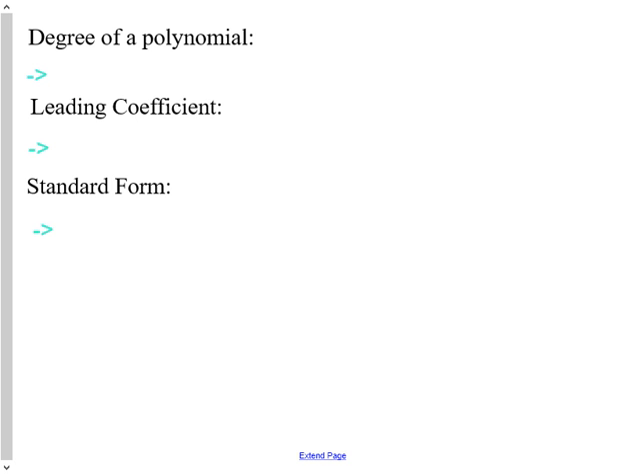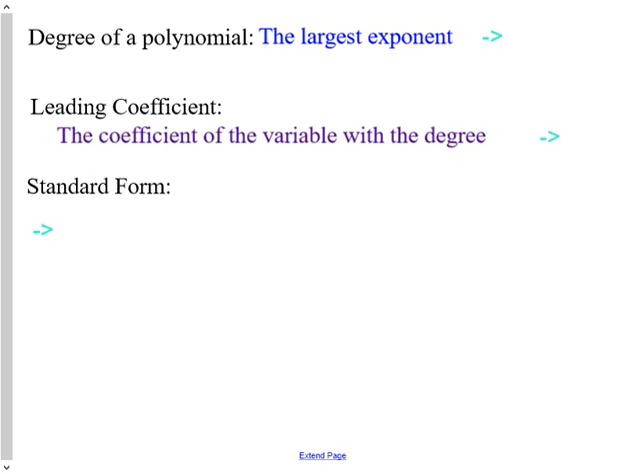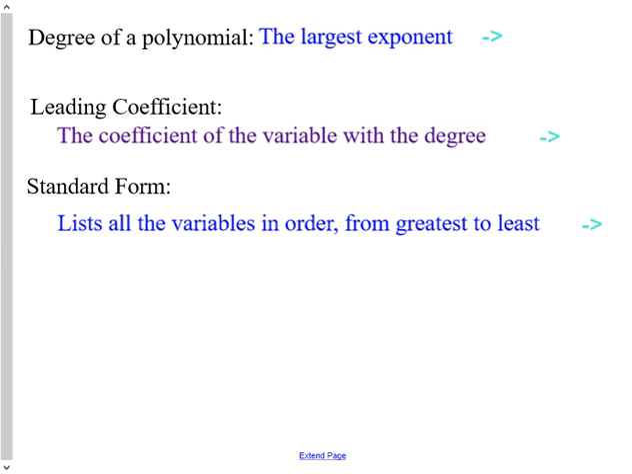Moving on to the next type of question, which is going to be questions involving the degree and the leading coefficient in standard form. Now, some of these terms you have heard before. So the degree is the largest exponent, okay? The leading coefficient is the coefficient of the variable with the degree. And the standard form, as a reminder, is we list all the variables in order from greatest to least in terms of degree.